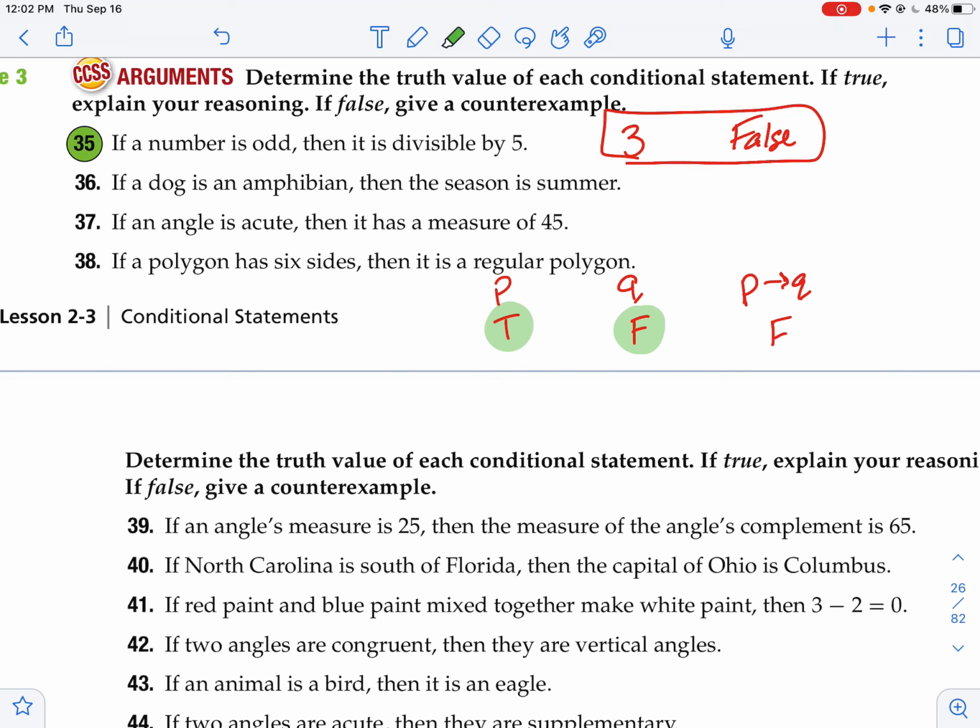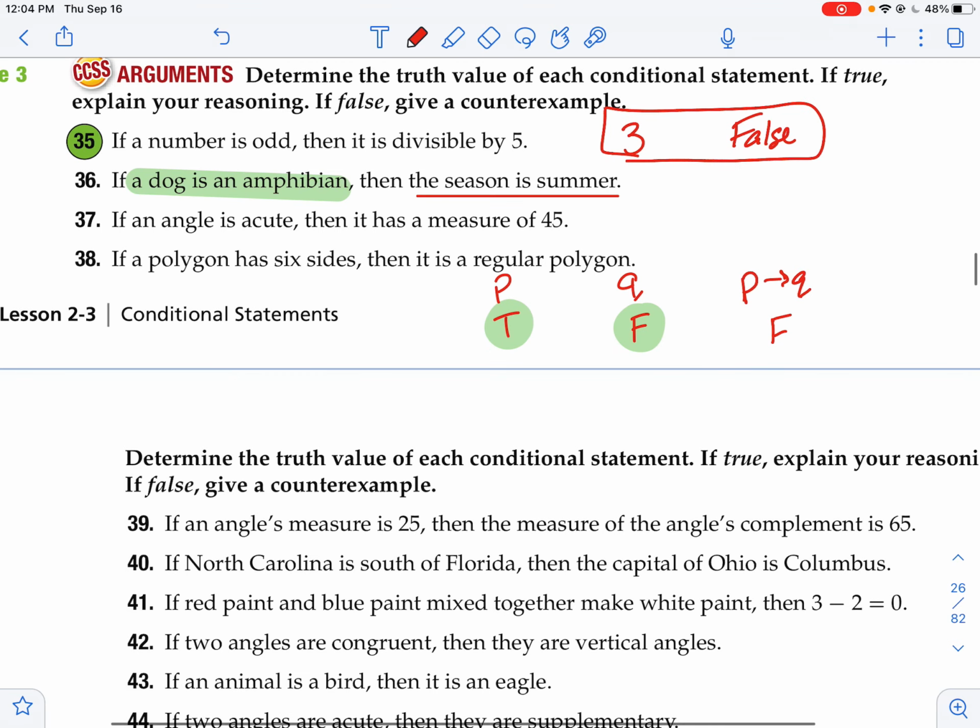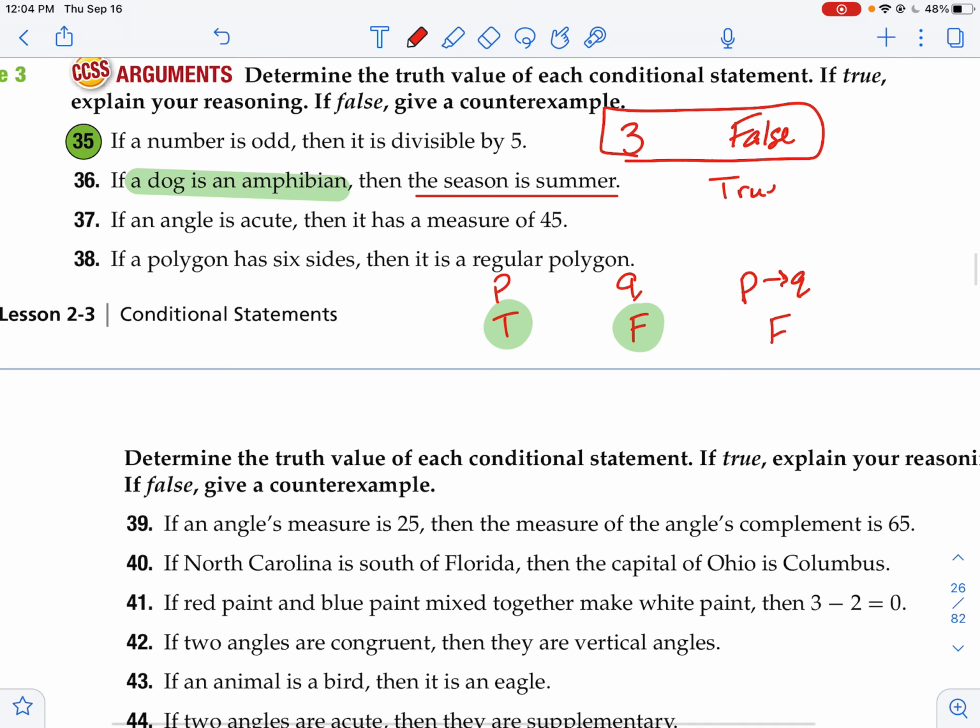Okay, let's try another one. If a dog is an amphibian, then the season is summer. Well, let's see. Can I have a dog that is an amphibian? Can I have a true hypothesis? Well, no, a dog is not an amphibian, it's a mammal. So I can't even check this. I can't possibly have true false because your hypothesis is not true. So since I don't have true false, then I have a true statement.